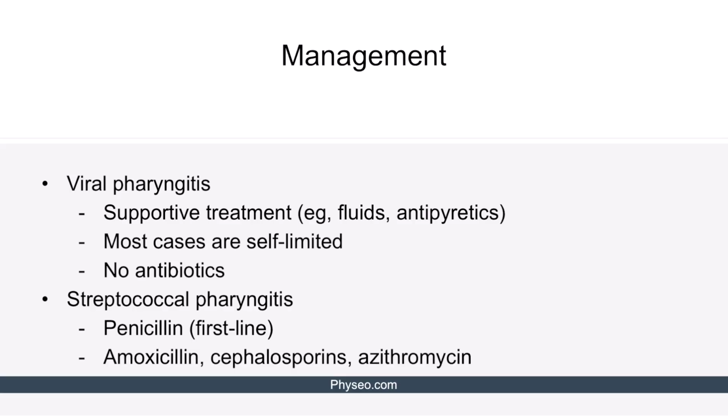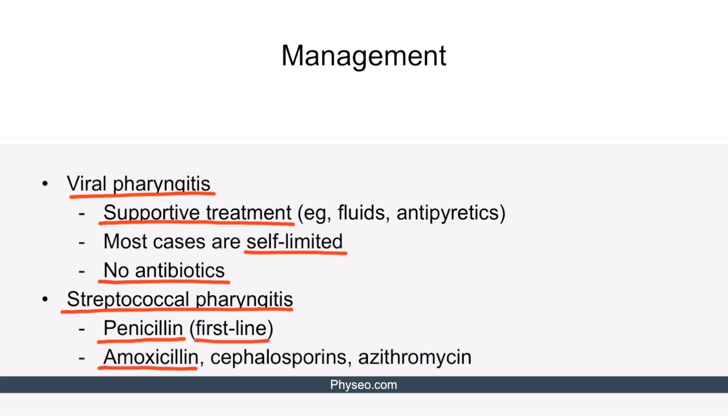The management of pharyngitis depends entirely on its etiology. Cases of viral pharyngitis are managed with supportive treatment, for example with oral fluids or antipyretics. Most cases of viral pharyngitis are self-limited, and there is no place for antibiotics in their management. Cases of strep pharyngitis, on the other hand, are treated with oral penicillin as the first-line medication. Other drug options include amoxicillin, cephalosporins, and azithromycin.